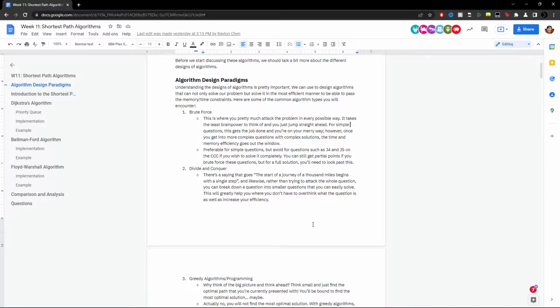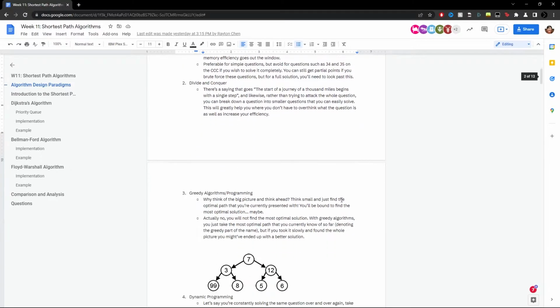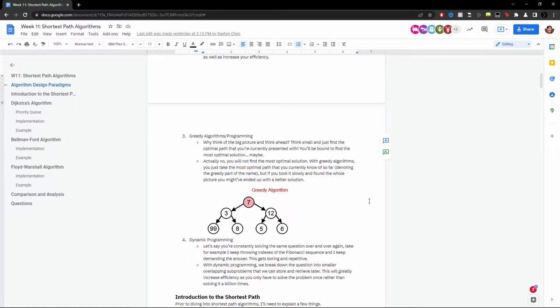All right. Greedy algorithms, greedy programming. Why think ahead? Why think of the big picture? Think small and just find an optimal path that you're currently presented with. You'll be bound to find the most optimal solution. Maybe. And actually, no, you won't be able to find the most optimal solution, because with greedy algorithms, you just take the most optimal path that you know so far, denoting the greedy part of the name. Let's say I give you, at each step of the way, the choice: you can choose this path of $5 or this path of $1.